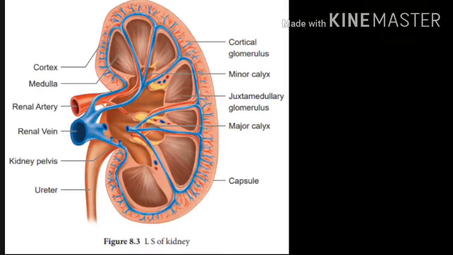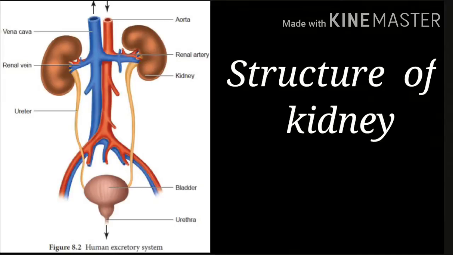Clear, children? So, kidneys are the major excretory organ. Other excretory organs are skin and lungs. Let us learn about the structure of the kidney.